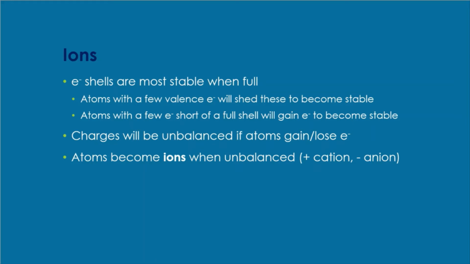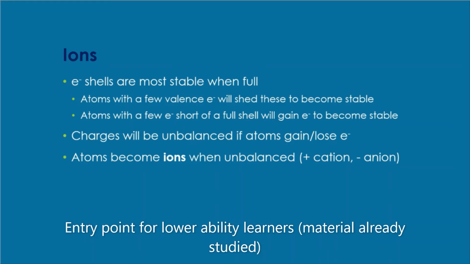So these electron shells are most stable when they're full. Atoms want to do what they can to achieve this. So if an atom only has a few valence electrons, they'll want to get rid of these because it's much easier to just let them go than it is to try and fill in all the missing electrons to get a full shell. Who can tell me, are electrons positively charged or negatively charged?